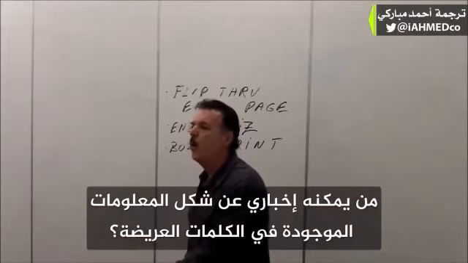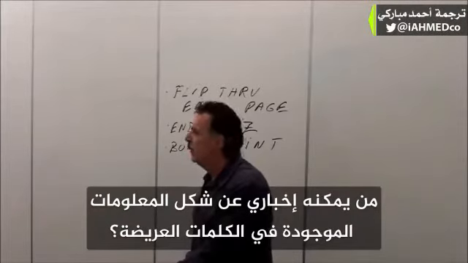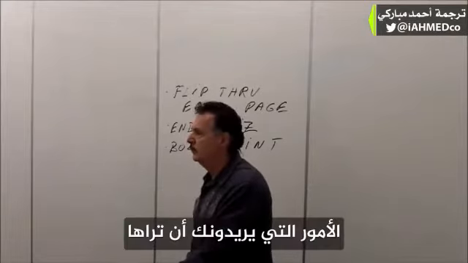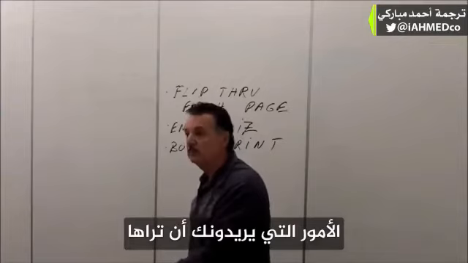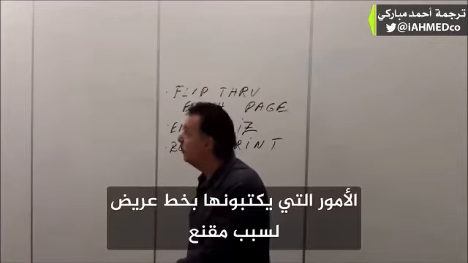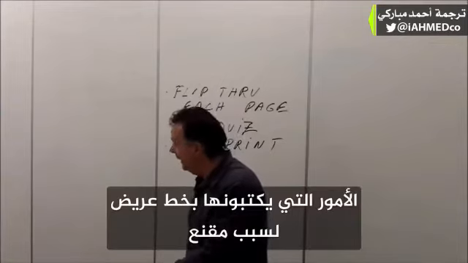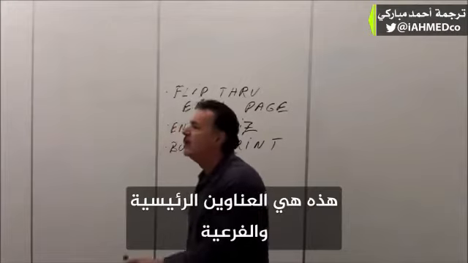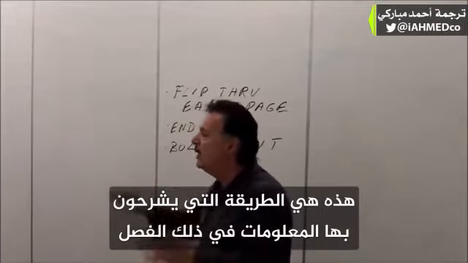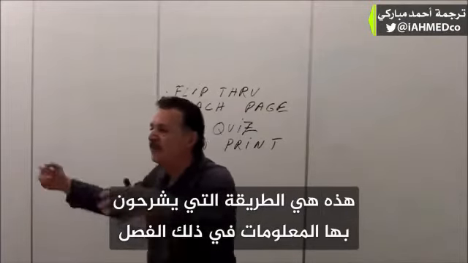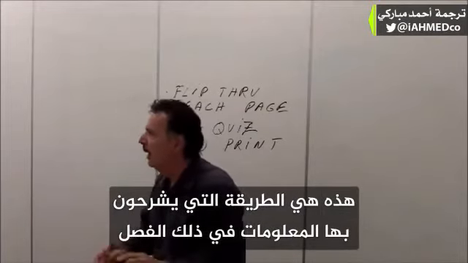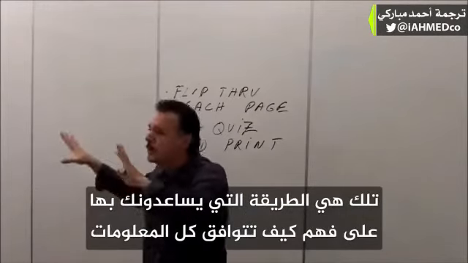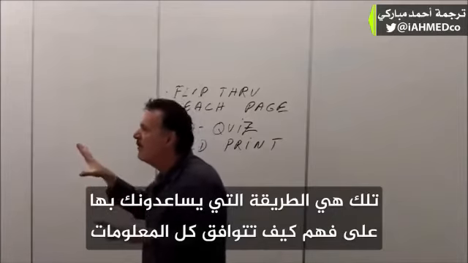Who can tell me what is the information that's contained in the bold print? Stuff they want you to remember and see. The stuff that they put in bold print for a reason. These are the titles. These are the subtitles. These are the topic headings. These are how they broke down the information within that chapter. In other words, they're going to break it down for you. So now you're kind of understanding how this stuff fits together.